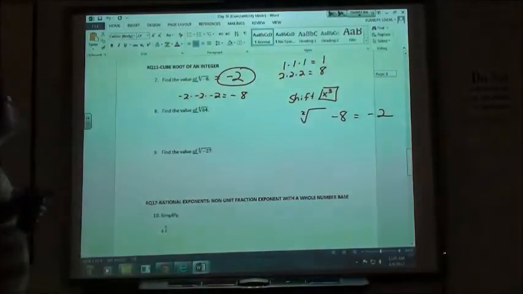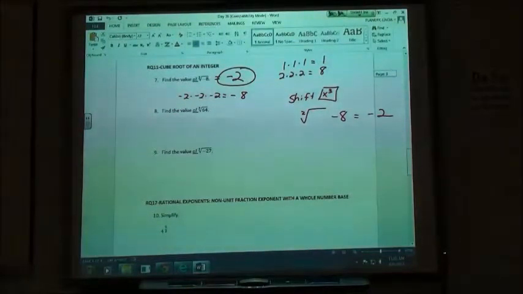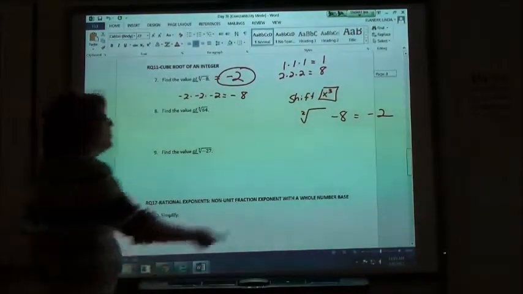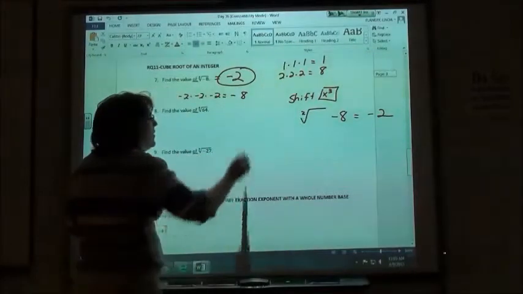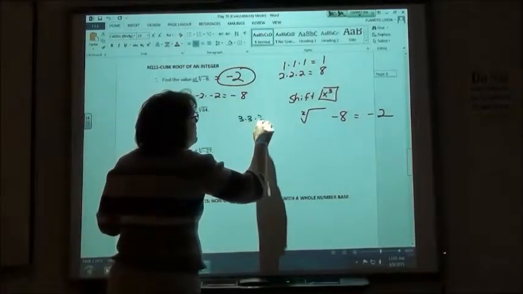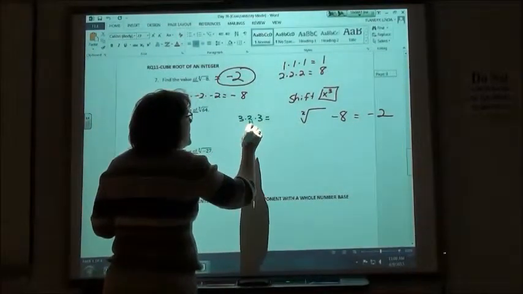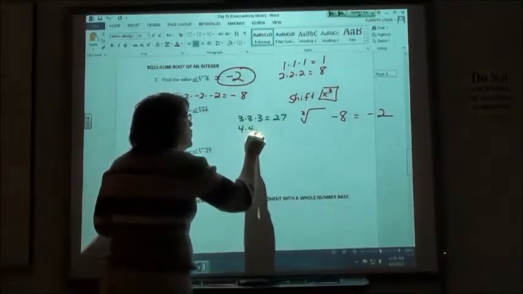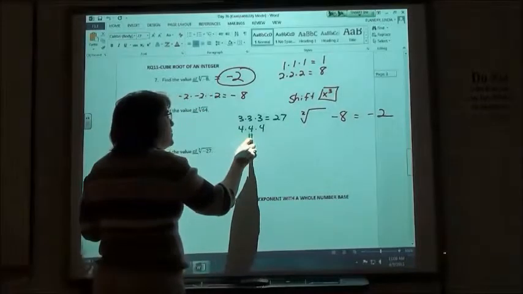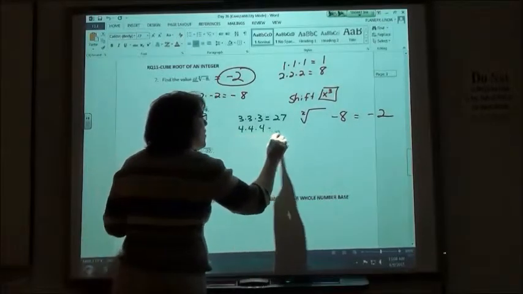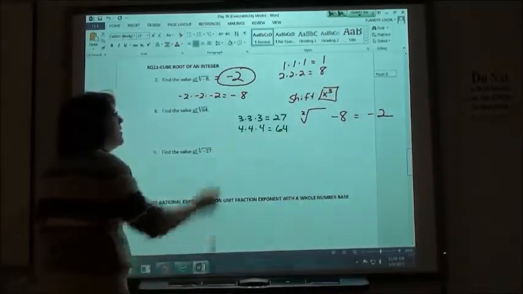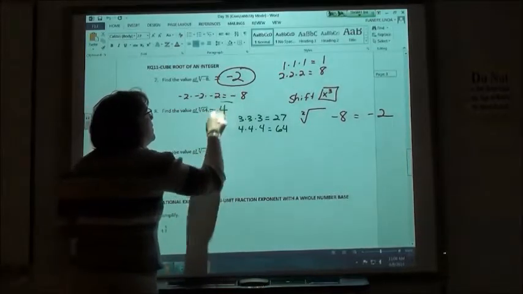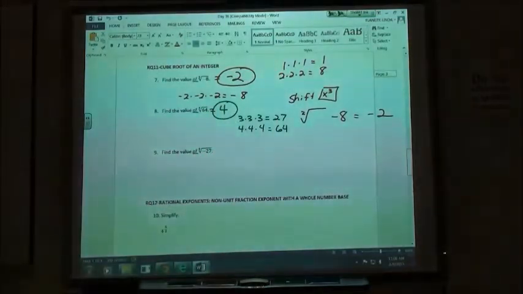What's the cubed root of 64? What times what is 64? Well, we know it's not 1 or 2. 3 times 3 times 3. 3 times 3 is 9, 9 times 3 is 27, not 64. 4 times 4 times 4. 4 times 4 is 16, 16 times 4 is 64. So the cubed root of 64 is 4, because 4 times 4 times 4 was 64.